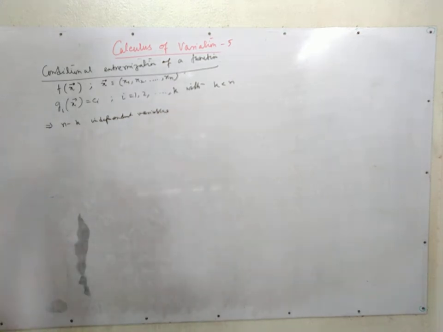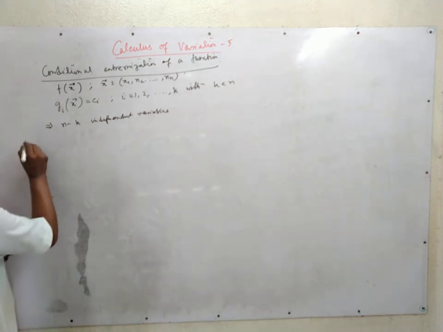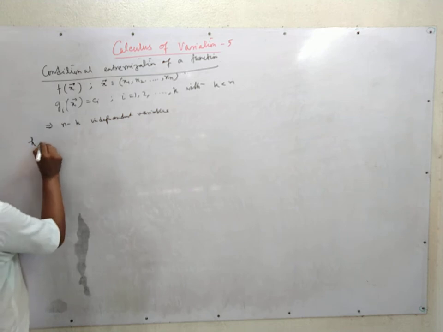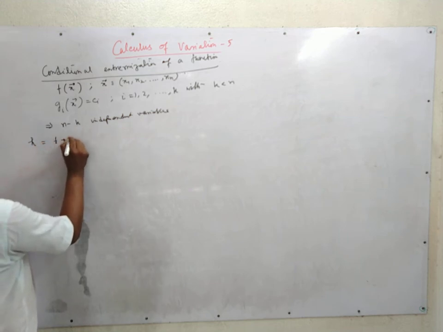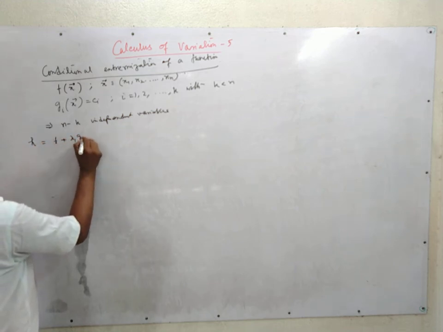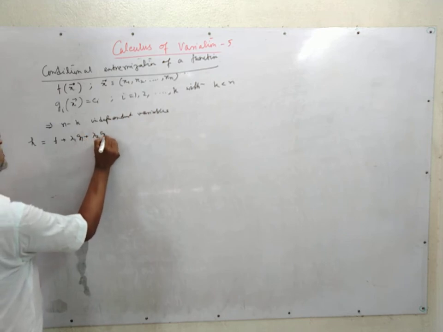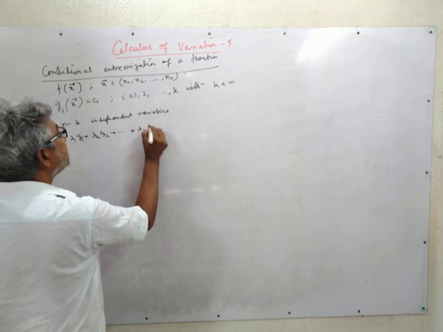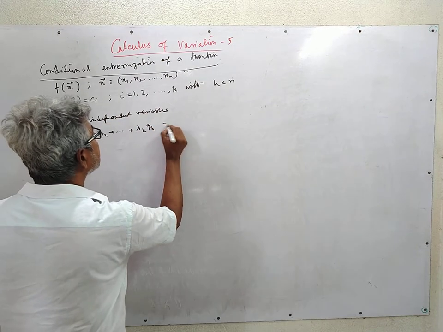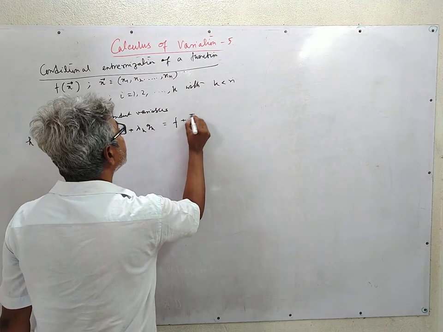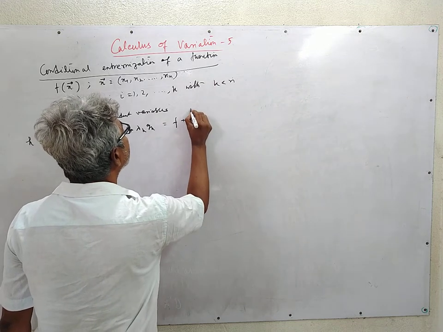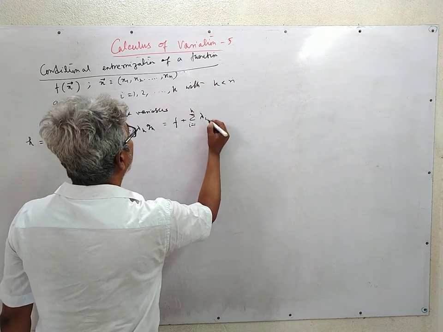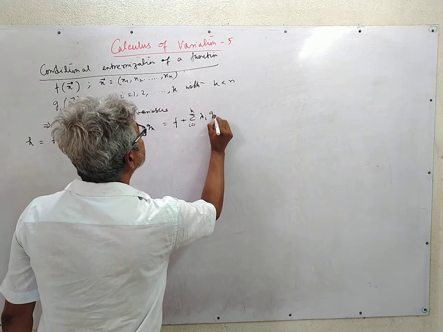Variables are there. So as per Lagrange prescription, here we construct h is equal to f plus lambda 1 g1 plus lambda 2 g2, up to lambda k gk. That is, this is f plus summation over i is equal to 1 to k of lambda i gi.